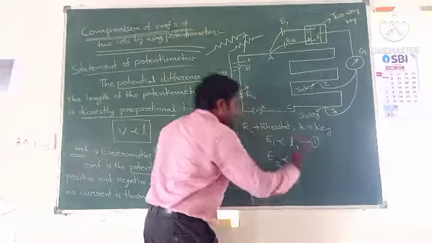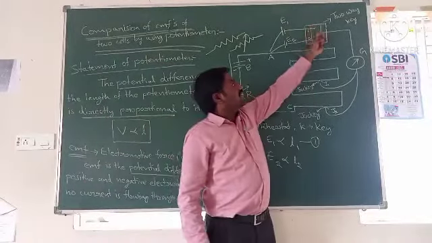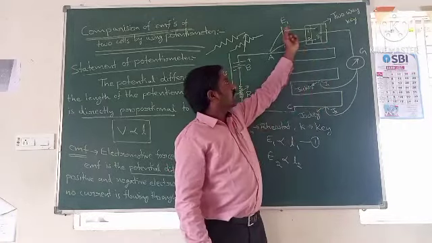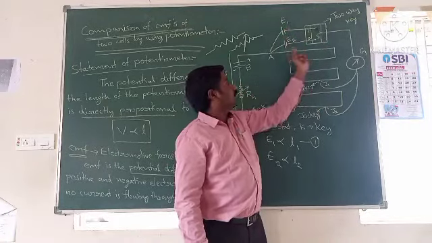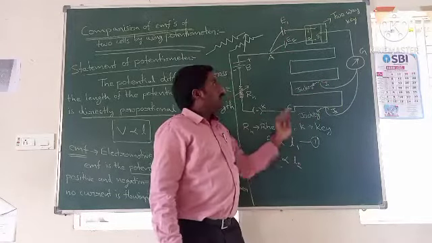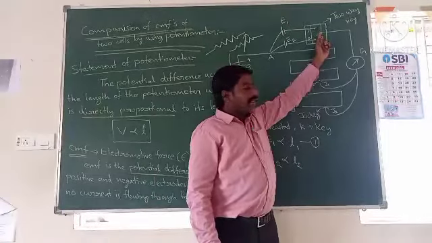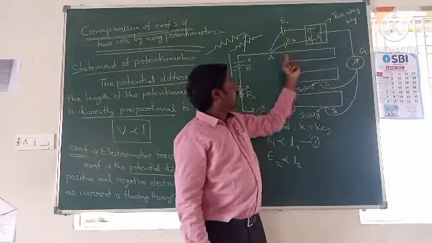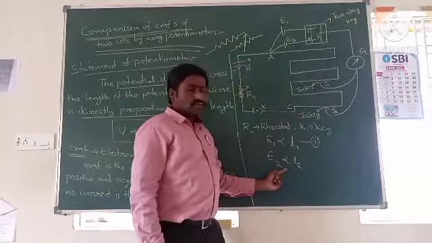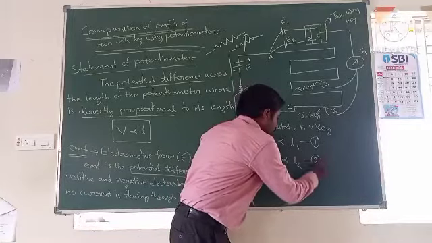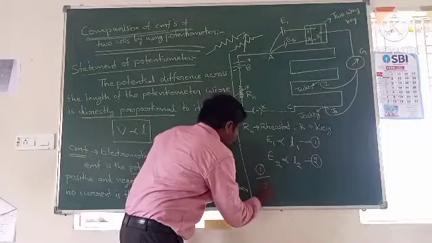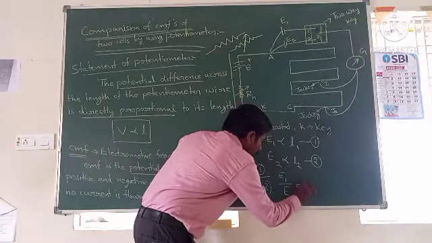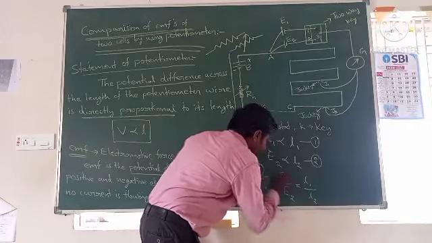So when 1 and 3 are connected, at the balancing length, at the balancing point, the EMF of the first cell is directly proportional to length L1. And when 2 and 3 are connected, at the balancing length of the jockey position, the EMF of the second cell is directly proportional to its length L2. So this is equation number 2. Now equation 1 divided by equation 2, then E1 by E2 equals L1 by L2.